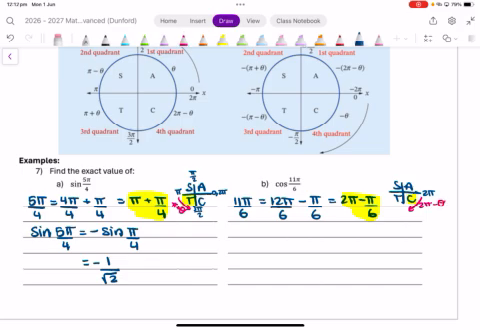Okay, so what we'll have is that cos 11 pi on 6 is equal to, now cos is positive over there, so it's going to be positive cos 1 pi on 6, and cos 1 pi on 6 is just equal to root 3 on 2.